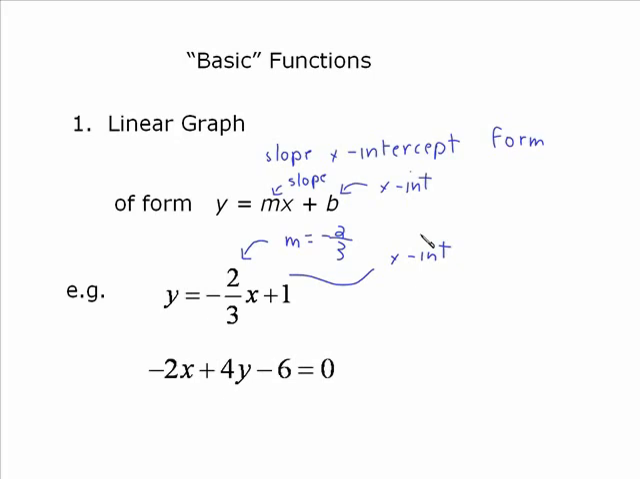Here's another one. Negative 2x plus 4y minus 6 is equal to 0. This is often referred to as the standard or general form. And if you wanted to get more information on it, you would isolate the y, which I will do right now. Most of you would have seen this before. You can take that negative 2x to the other side, where it becomes positive 2x. You can add 6 on to both sides. And then when you divide by 4, you'll get y is equal to 2x over 4, plus 6 over 4.